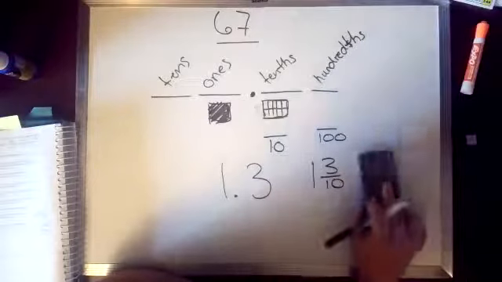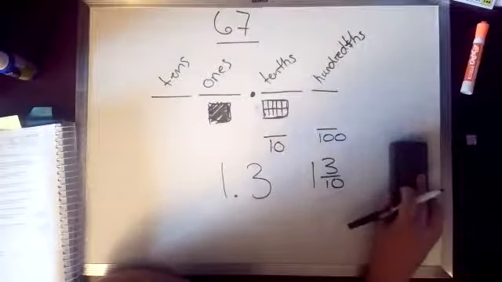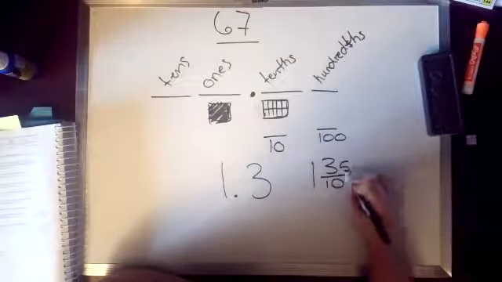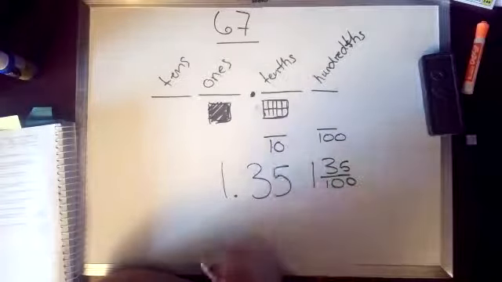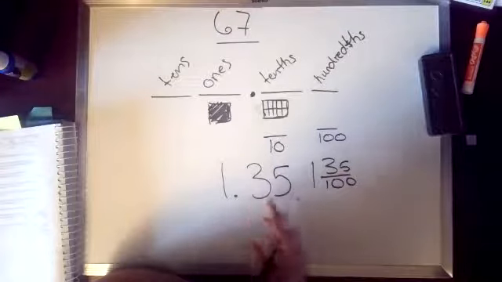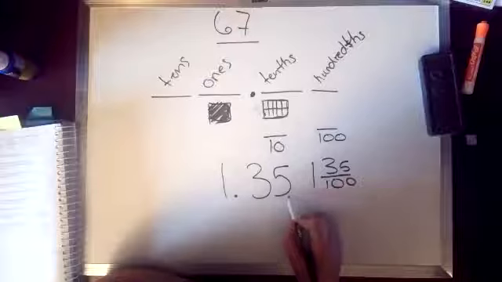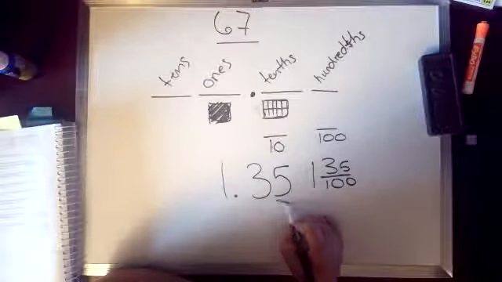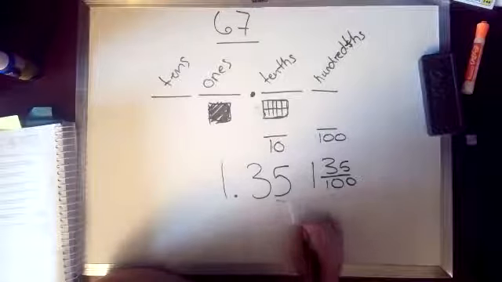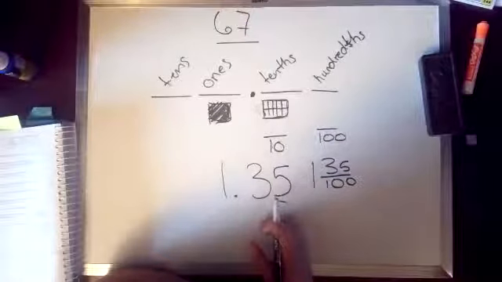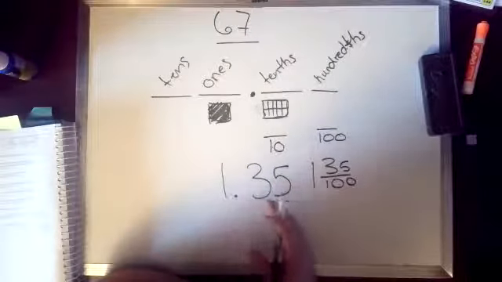If I was looking at hundredths, I would say 1 and, let's say, 35 hundredths. Because what we do is we say whatever place our number ends at. So this ends in the hundredths place, so I'm saying hundredths. I'm not saying 3 tenths and 5 hundredths. I'm saying 1 and 35 hundredths.